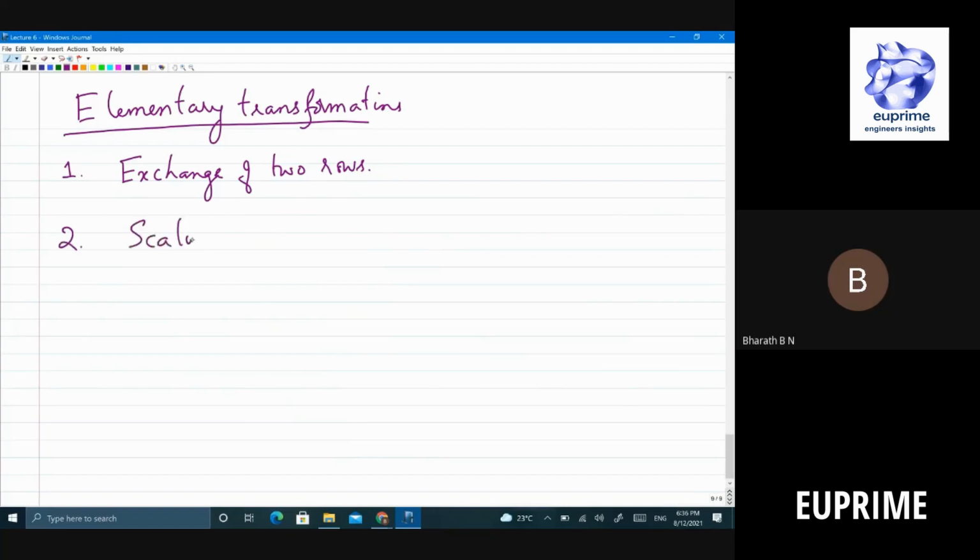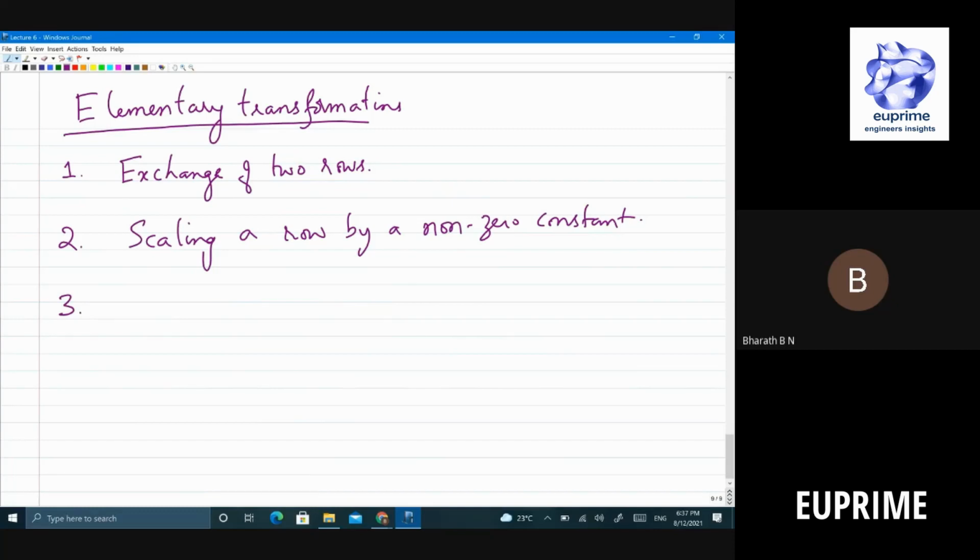Scaling a row by a non-zero constant. That's true, right? I take the fifth row and multiply by 6. I can get back the original matrix by dividing the row by 6. So that's invertible. Okay. So what is the third one?